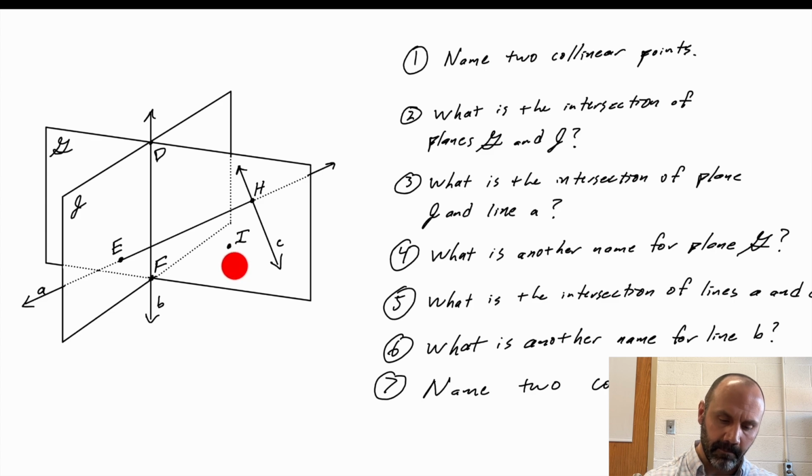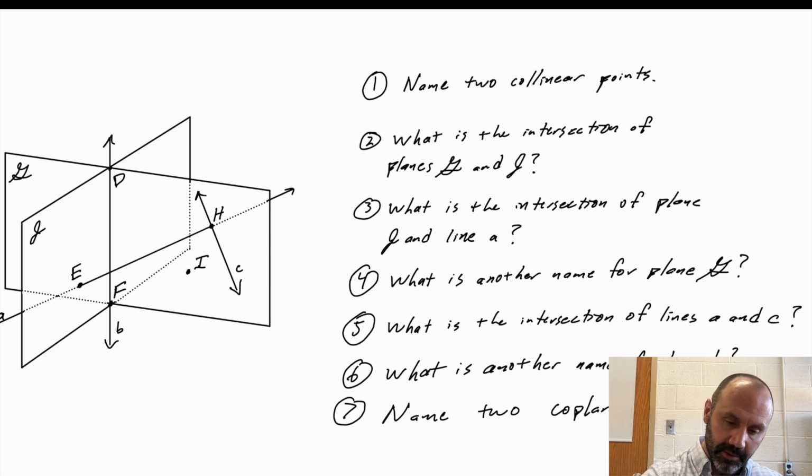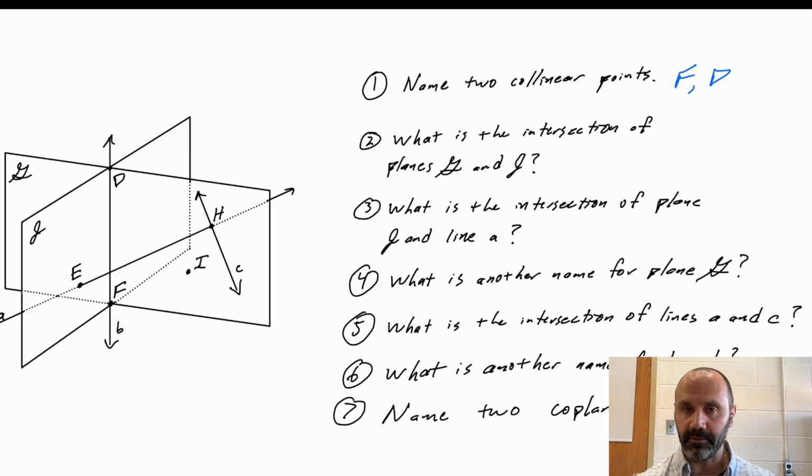I have a point I. It's just the way it's drawn by convention, it looks like it's in plane G. And then line C is also in plane G, and it looks like it hits line A at point H. Okay, so name two collinear points. One possible answer for this would be F and D. Right, here's point F, here's point D, and they are both on the same line. In reality, you could name any 2 points for this because any 2 points are on the same line.